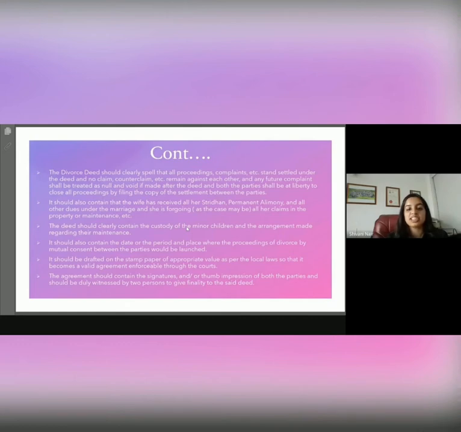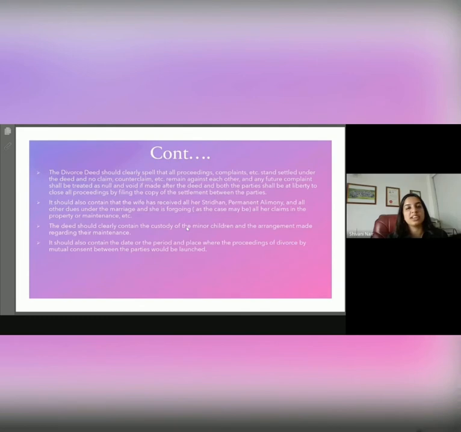It should also contain the date, the period and the place where the proceedings of divorce by mutual consent of the parties would be launched. After this, the deed has to be executed in the court of law. That has to be mentioned clearly in the deed: when, and under which court, will this deed be executed. It should be drafted on stamp paper of appropriate value as per the local laws, so that it becomes valid and enforceable in the courts.